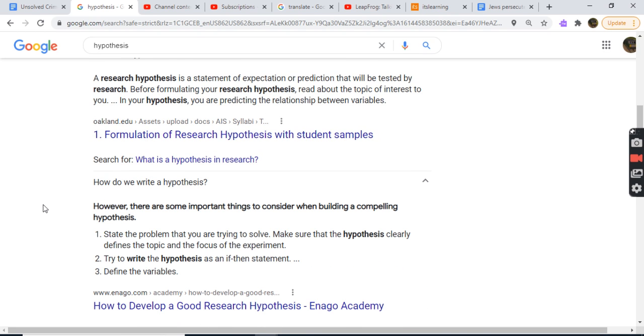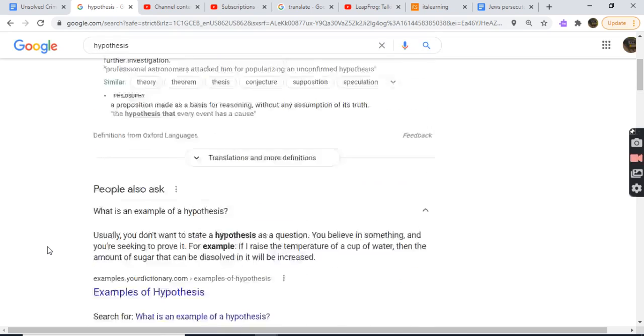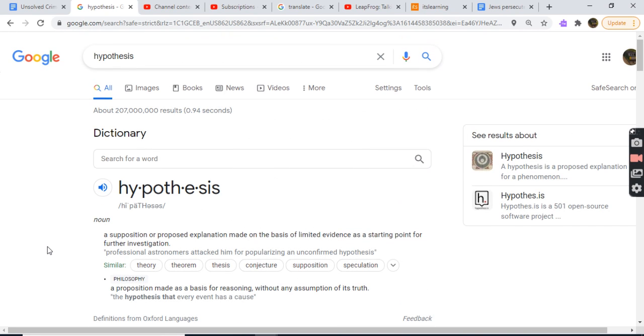All right, one more. How do we write a hypothesis? There are some important things to consider when building a compelling hypothesis. State the problem that you are trying to solve. Make sure that the hypothesis clearly defines the topic as the focus of the experiment. Try to write a hypothesis as an if-then statement. Define the variables. That's all you have to do for those three steps. Let me know if you have any other questions. Also, the hypothesis is a proposed explanation for a phenomenon.